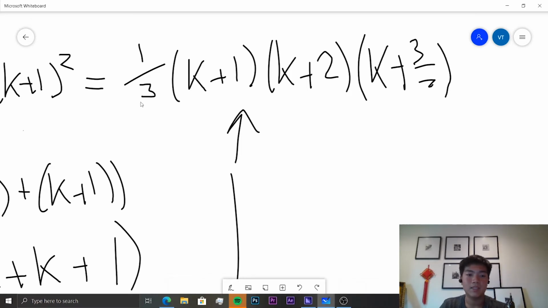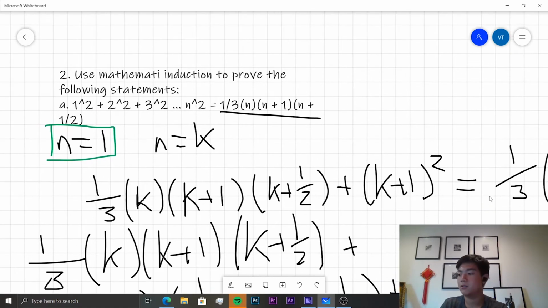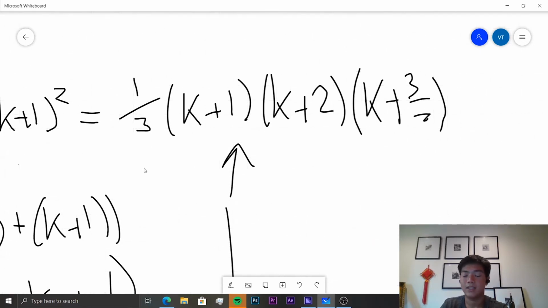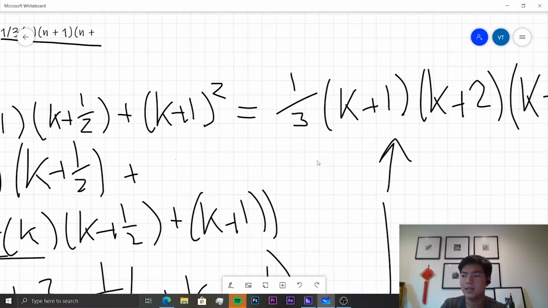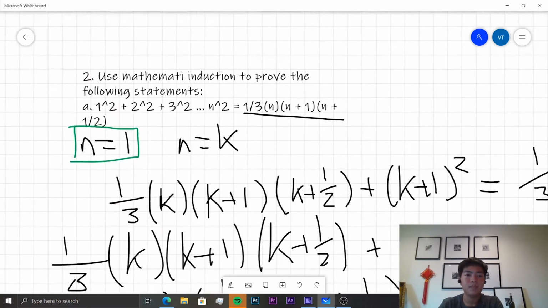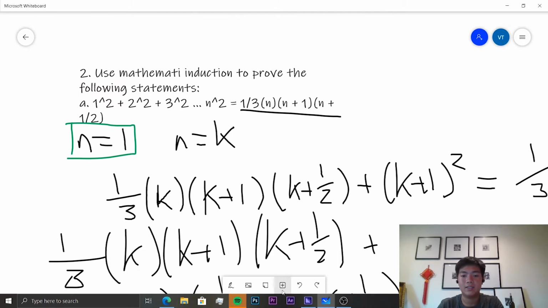And so since our basic step is true and our inductive step is true, then because of the principle of mathematical induction, the statement is true for all positive integers. Okay, so let's move on to the next one.